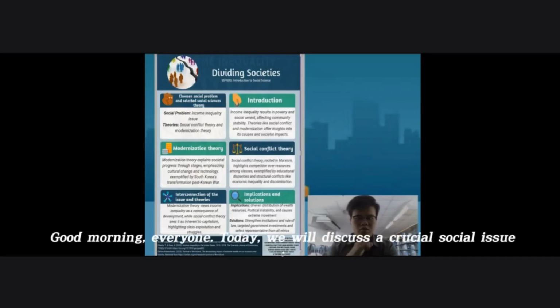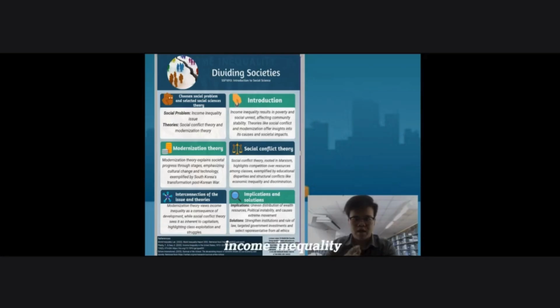Good morning, everyone. Today we will discuss crucial social issues: income inequality and how it is connected to social conflict and modernization theories. Income inequality refers to the unequal distribution of wealth and resources among different groups of people in our societies. This means that some individuals and families have a lot of money and resources, while others struggle to get by with very little. This disparity is not just a number, it reflects real life and experience.